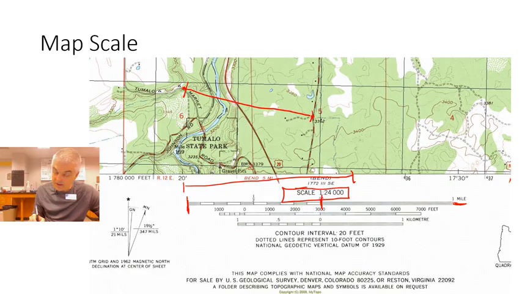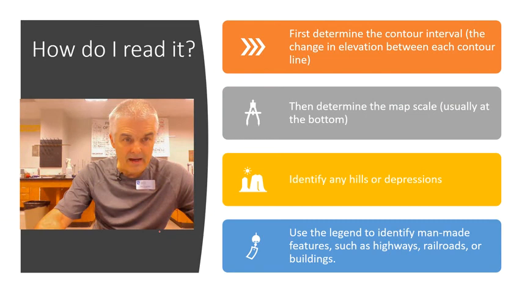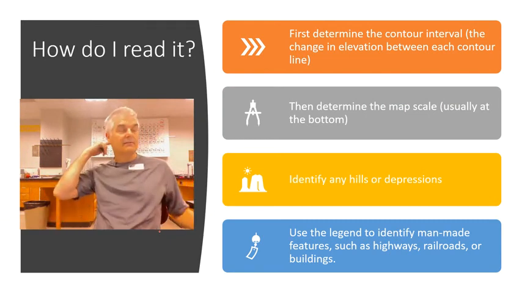Now don't get the scale confused with the contour interval. Remember, that is lines of the same elevation. All right, so a lot of interesting things here. This is the map accuracy. This is done by the U.S. Geological Survey, and they've even got latitude and longitude, so you can know exactly where on the Earth this map is.